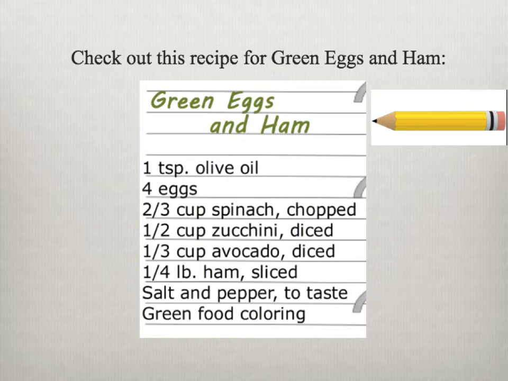This recipe calls for 1 teaspoon of olive oil, 4 eggs, 2/3 of a cup of spinach, half of a cup of zucchini, 1/3 of a cup of avocado, 1/4 of a pound of ham, salt and pepper, and green food coloring. So you are going to need to write down all these ingredients in your notebook now. Pause the video so you can do that.